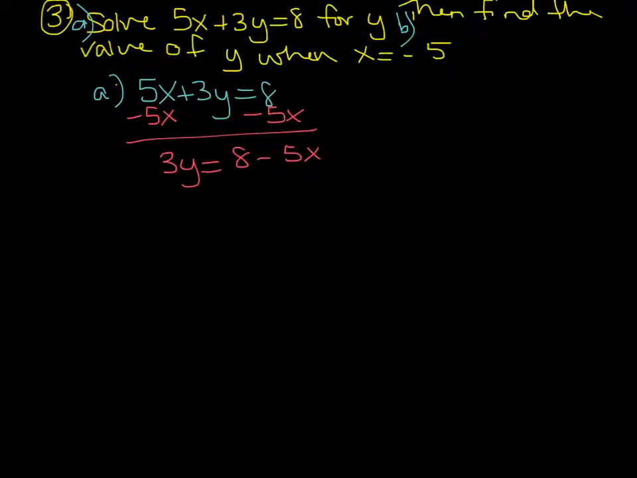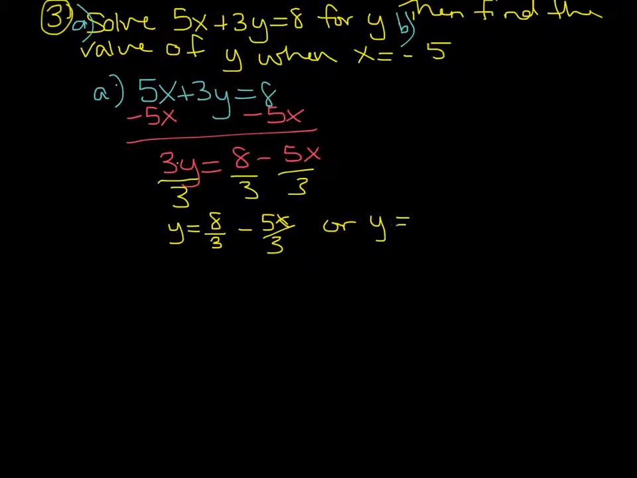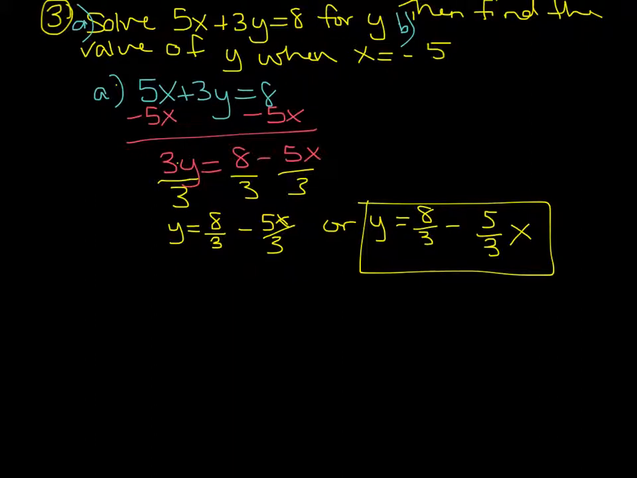The next thing that you're going to do is you have to get rid of the 3 that's with the y. So you do that by dividing everything by 3. The reason we do that is because this is 3 times y. When we do that, we get y equals 8 over 3 minus, you can either write it as 5x over 3, or you can write it as 5 over 3x. I'll actually write both answers out. Whichever method works better for you is fine with me. So I'm going to use the one on the right, but if you wrote it the other way that I have on the left, that's also fine.